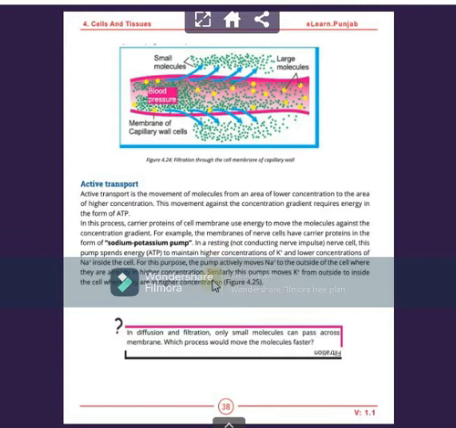For example, the membrane of nerve cells has carrier proteins in the form of the sodium-potassium pump. In a resting nerve cell, this pump spends energy to maintain a higher concentration of potassium and a lower concentration of sodium inside the cell. For this purpose, the pump actively moves sodium to the outside of the cell where it is already in higher concentration, and similarly this pump moves potassium from outside to inside of the cell.